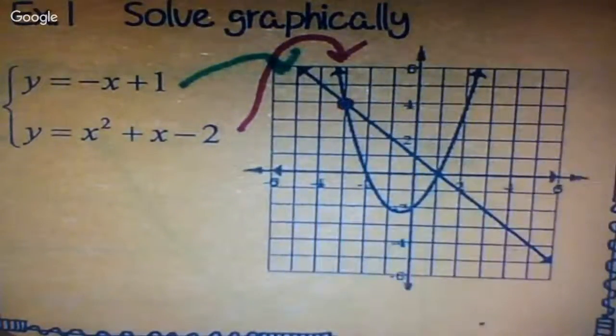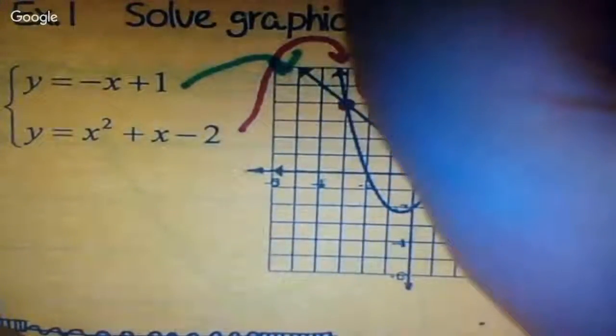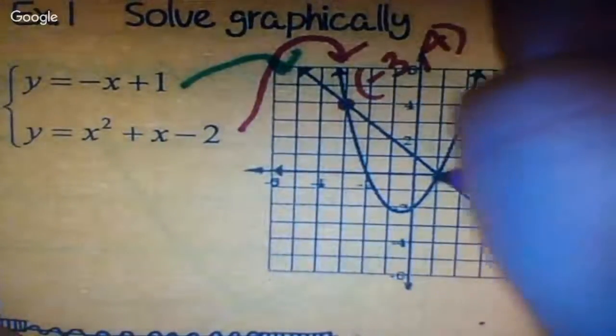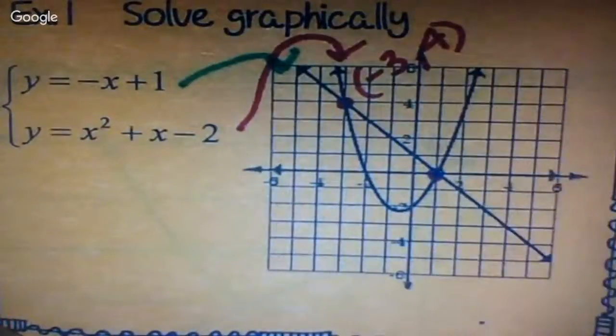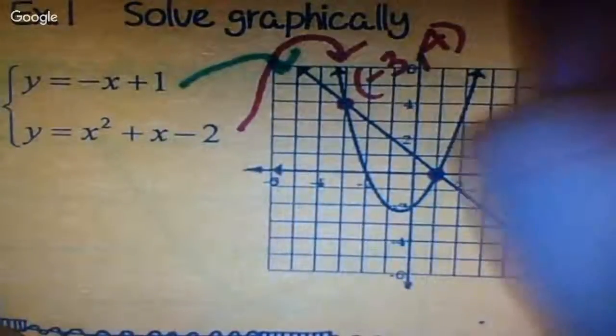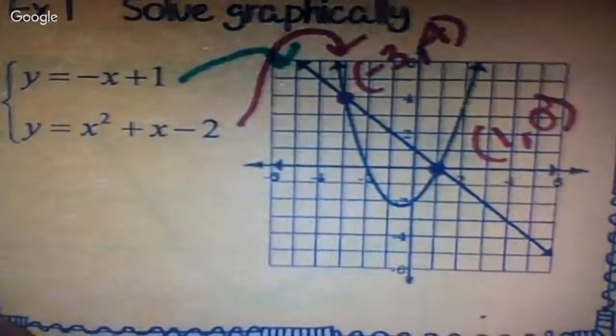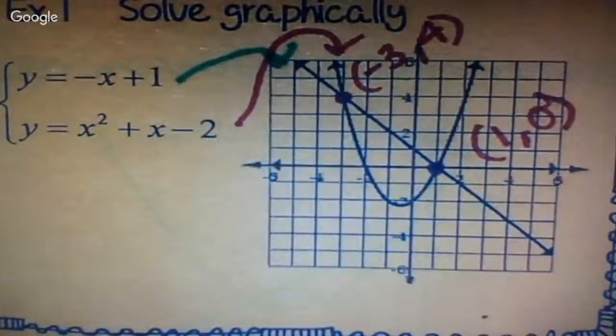What's that point? Negative 3, 4. And it also crosses here, which is 1, 0. Done. That's it. That's your answer.